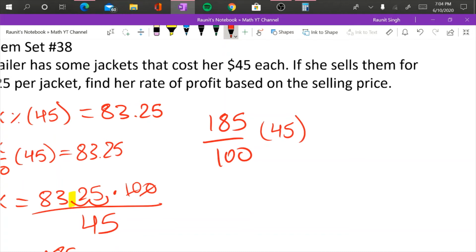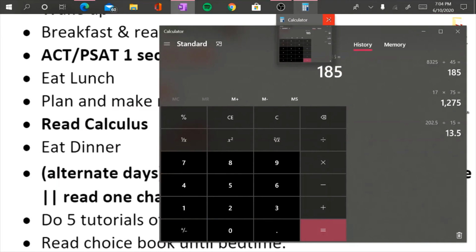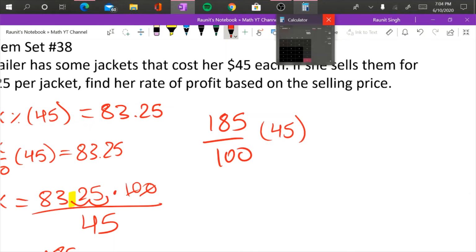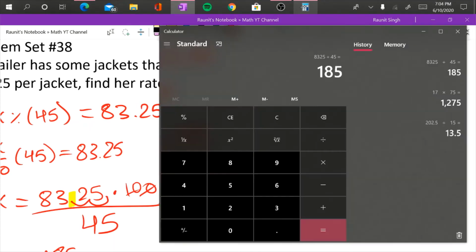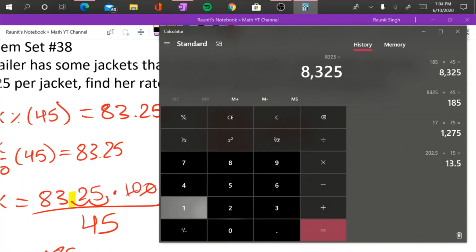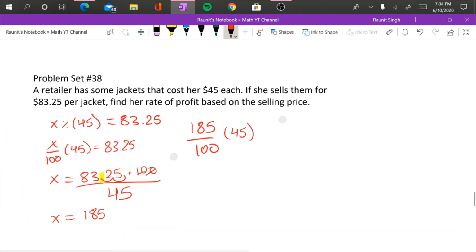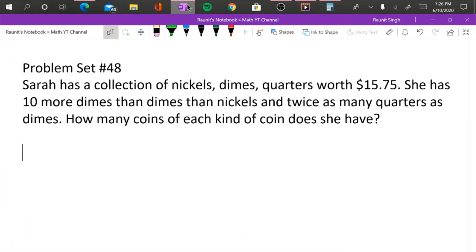It's just 185 times 45 over 100, and you get 83.25, which is exactly what we want. Okay, so let's move on to problem number 48 now.